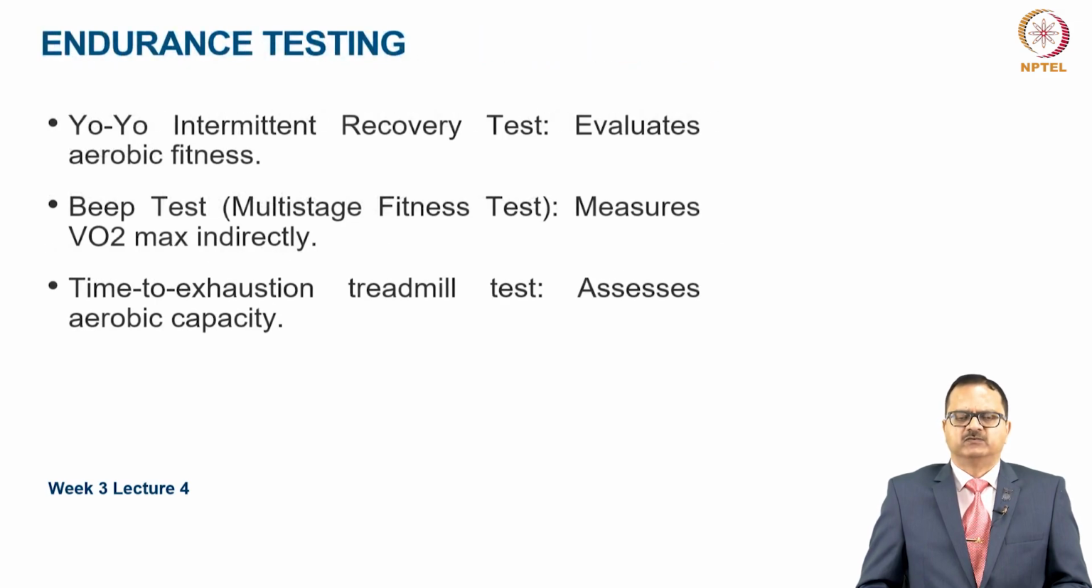Endurance testing, the famous yo-yo intermittent recovery test, which evaluates aerobic fitness. You can also use beep test, which is a multi-stage fitness test for measurement of VO2 max indirectly. And you can do treadmill tests in the laboratory for assessment of aerobic capacity. In the laboratory, a breath by breath metabolic analyzer using an incremental treadmill or cycle ergometer protocol is the gold standard for assessment of VO2 max.